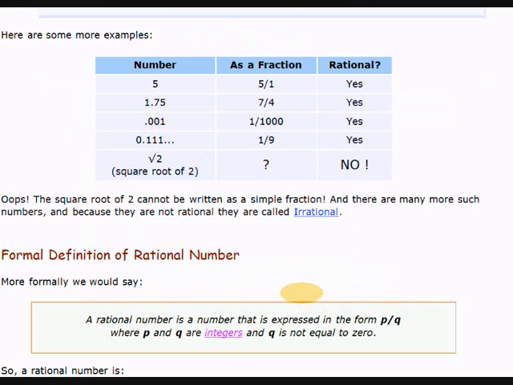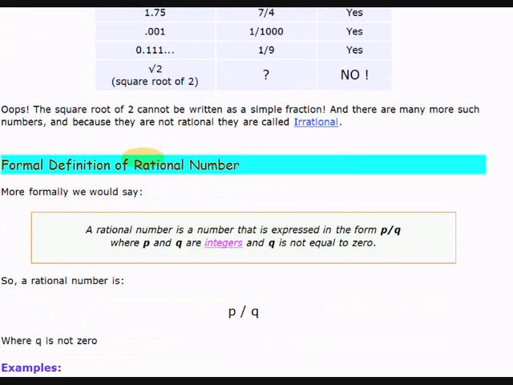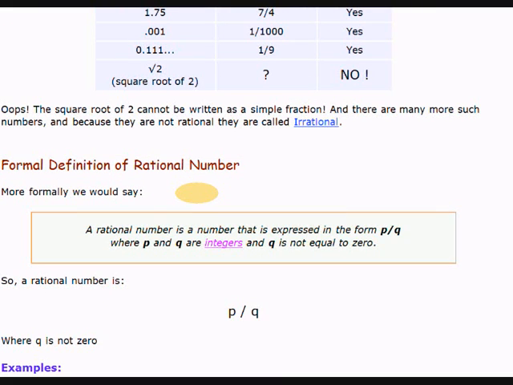What is the formal definition of a rational number? More formally, we would say a rational number is a number that is expressed in the form p by q, where p and q are integers. We saw what an integer is, right? If not, go back and check. And q is not equal to 0. Remember, whatever is on the top is called the numerator. Whatever is written on the bottom of the division symbol is called the denominator. You cannot have q as 0.